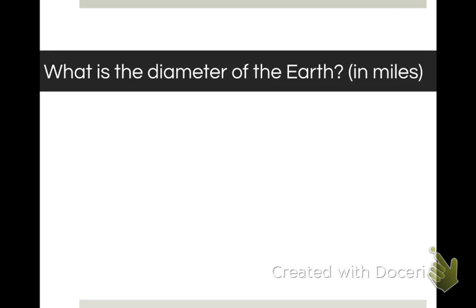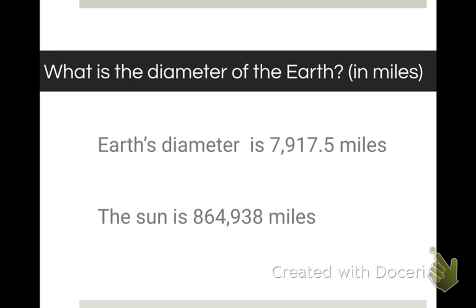And the answer is the Earth's diameter is 7,917.5 miles across. Just to put that in comparison, the sun is over 800,000 miles wide, so that is crazy. But go ahead and give candy and pause the video and resume it when you are ready.